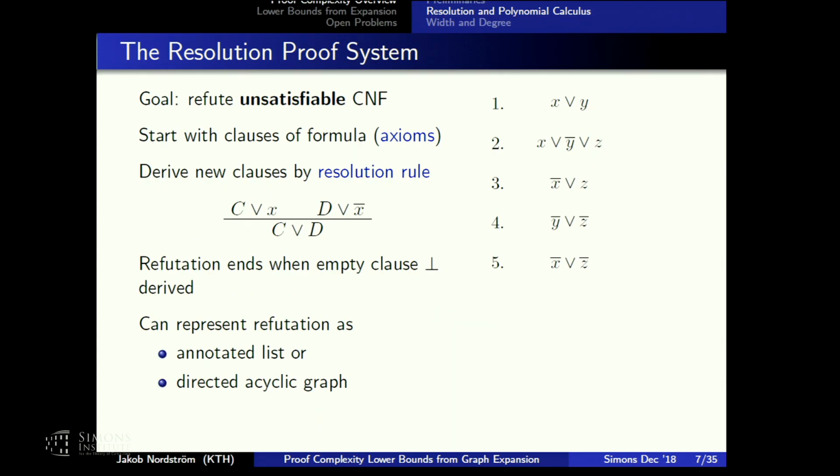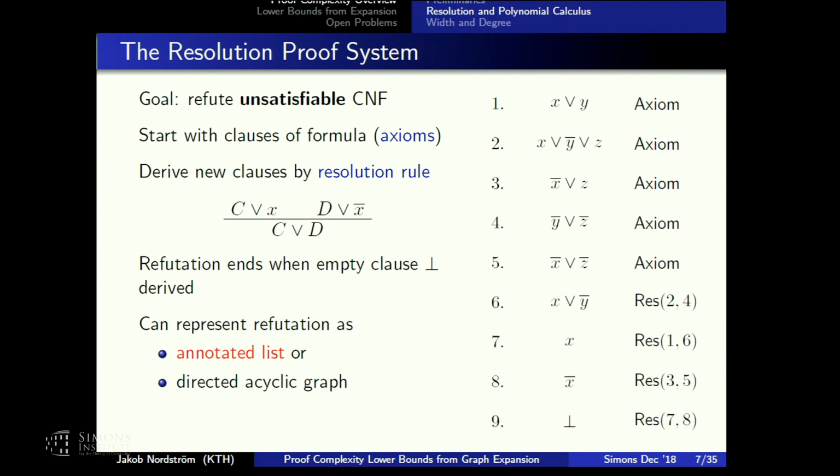I claim that it's unsatisfiable. I can represent this refutation in 2 ways, as an annotated list. Here's the list where I'm explaining, so the input, I will call them axioms, and then I explain, if I take clauses 2 and 4 and resolve them over Z using the resolution rule, then I derive X or not Y. Okay? And then I take this new clause and resolve it with the first clause over Y, and I derive X. So this means, so far, I've proven to you that any satisfying assignment to this formula has to set X to true, right?